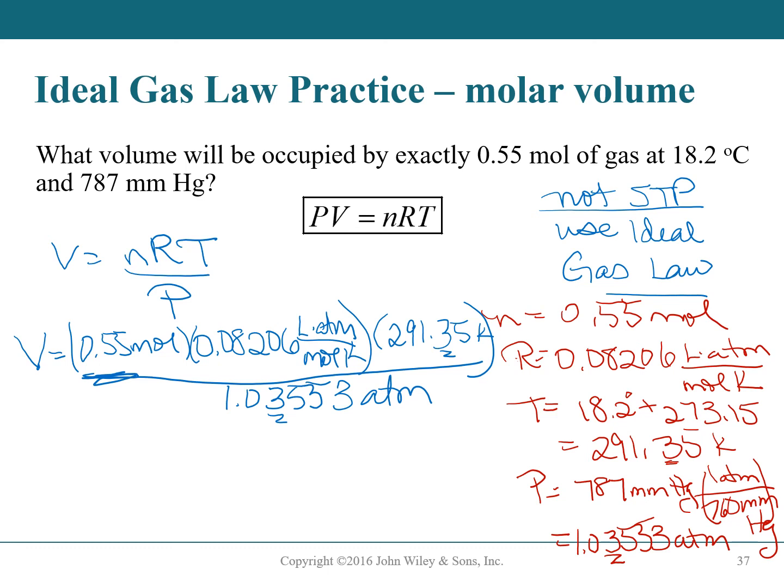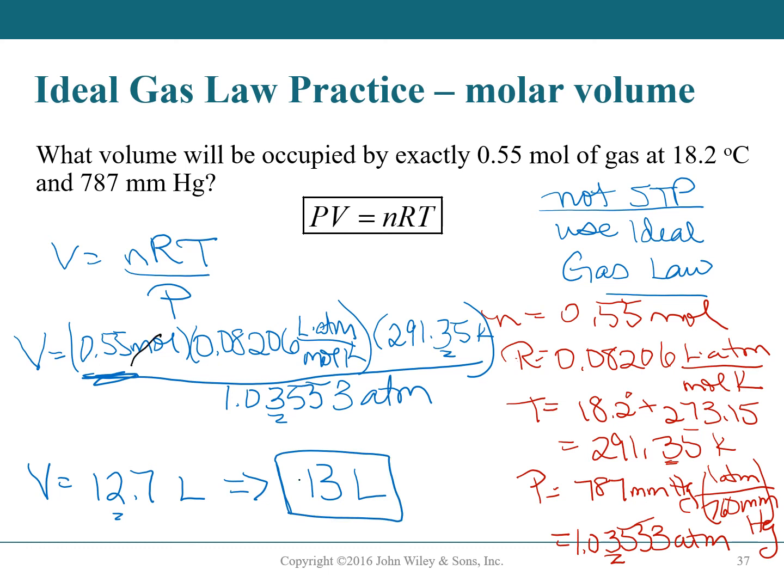So it's 0.55 times 0.08206 times our 291.35 Kelvin divided by the 1.03553, and our volume is 12.7 liters, but we want 2 significant figures, so our volume is 13 liters. If we go back and double check, our moles canceled out, our Kelvin cancel out, our atmospheres cancel out. So 13 liters is how much this gas will occupy.